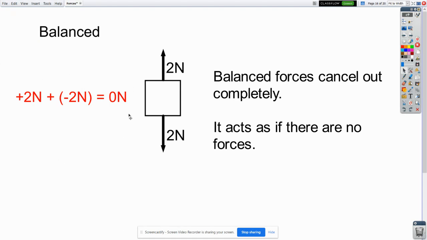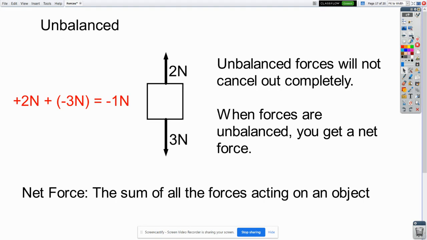They cancel out completely. There are actually forces on this object, but they act like there's no forces. This is Newton's first law we're going to learn. There are forces acting on the object, but those forces cancel out. They're what we call balanced forces. So this object acts like there are no forces acting on it.